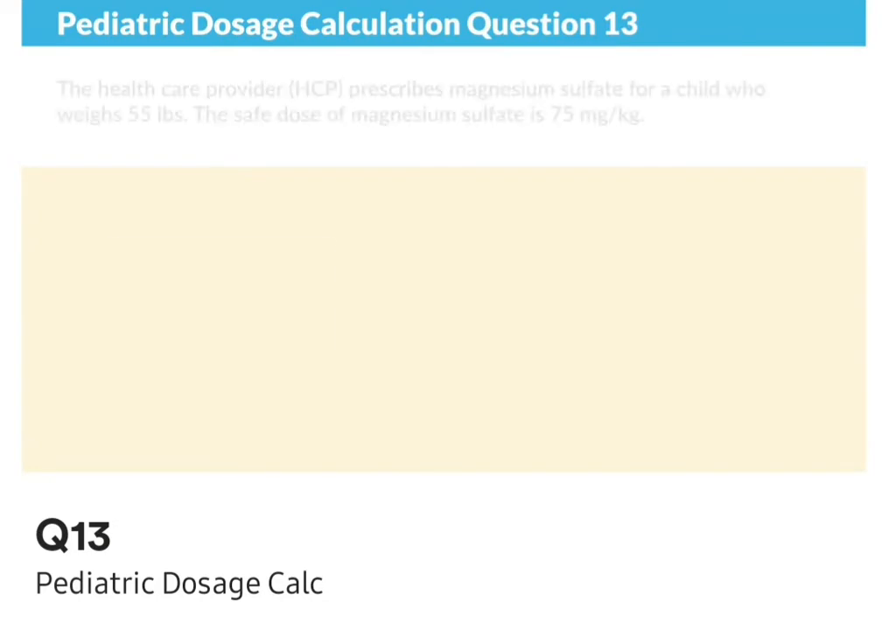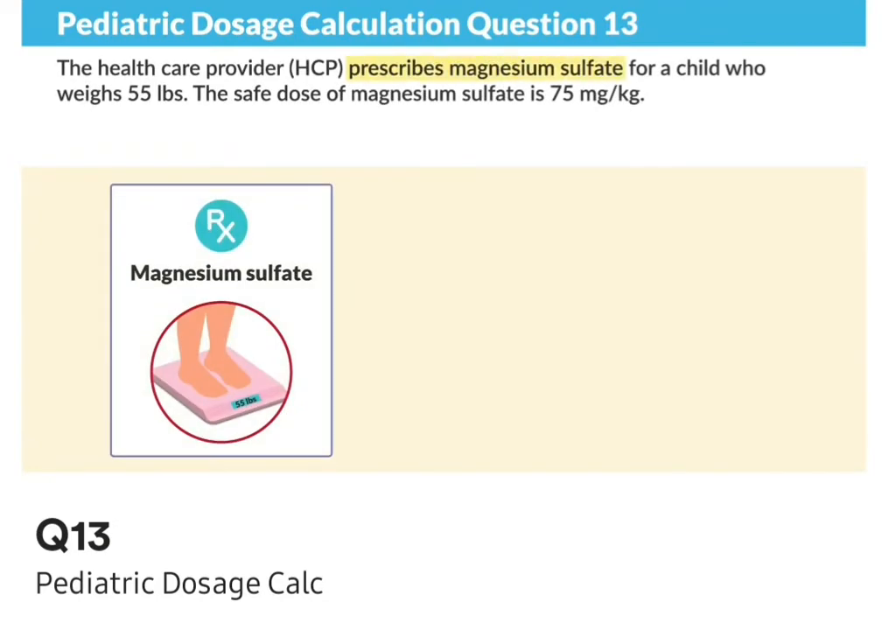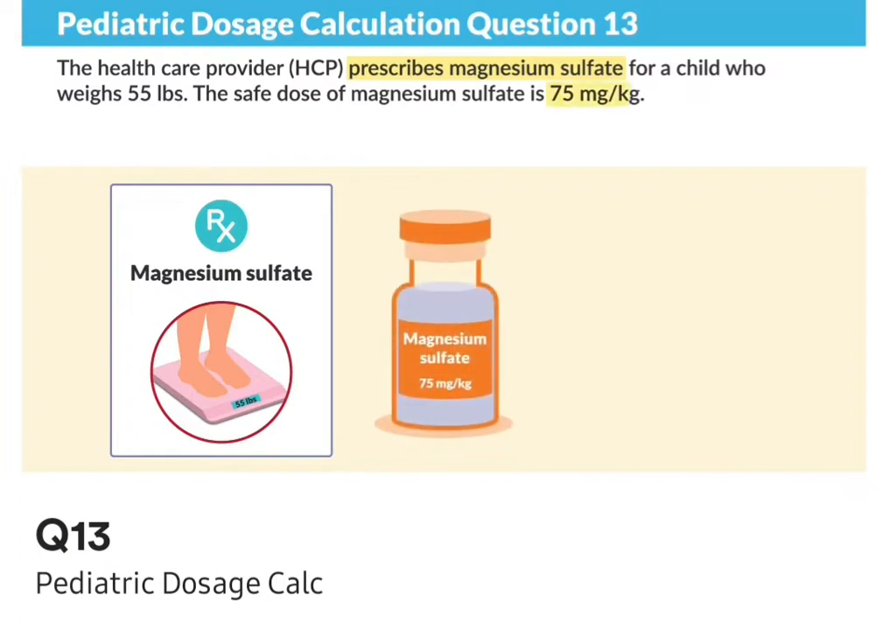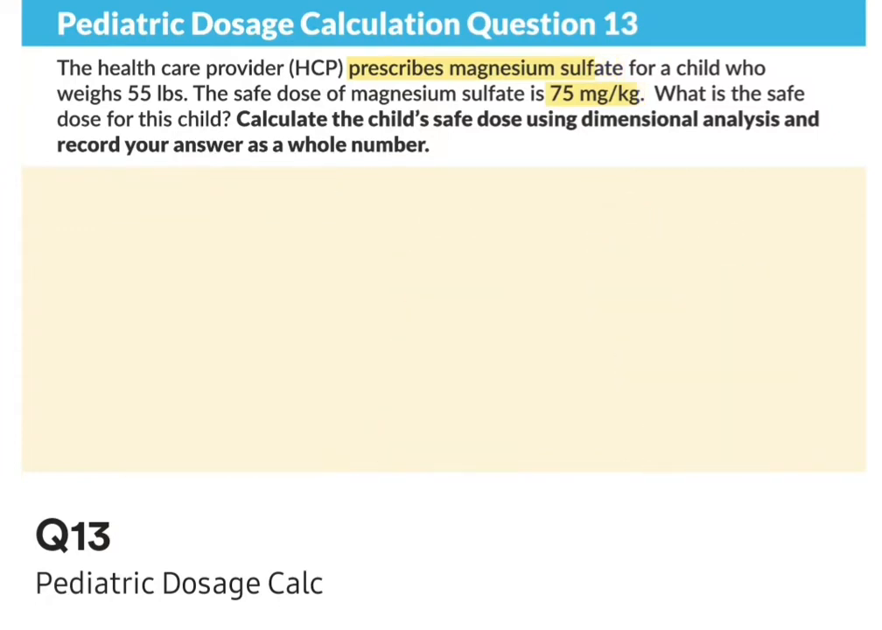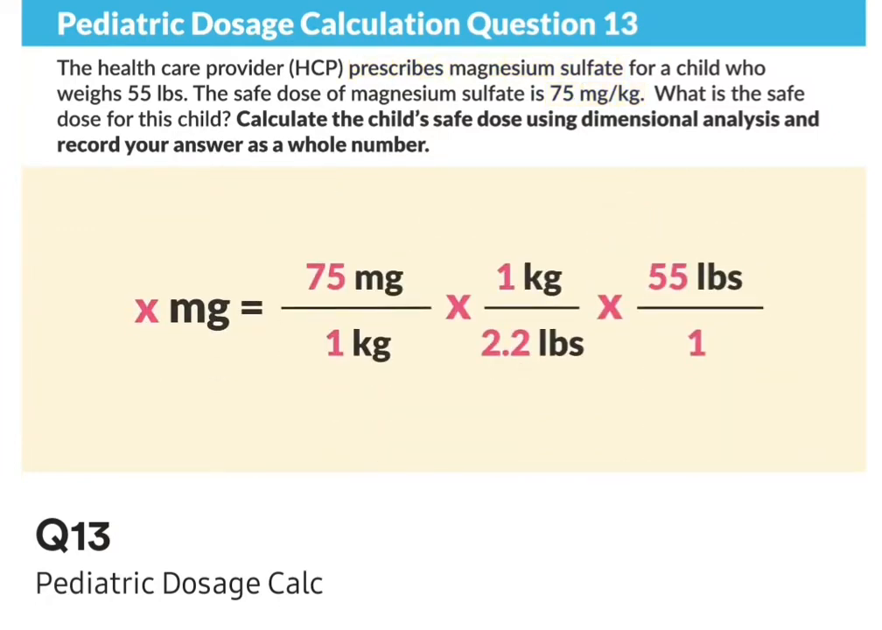Now for question 13, the provider prescribes magnesium sulfate for a child who weighs 55 pounds. Now the safe dose for magnesium sulfate is 75 milligrams per kilogram. What is the safe dose for the child here? So as usual, we're setting up our equation. We're solving for x milligrams. So simply put that first number in, 75 milligrams on top and kilogram on the bottom, because it's milligrams per kilogram, right? Then we're converting those pounds to kilos. So we have 1 kilo on top over 2.2 pounds. And then simply plug in the child's weight, 55 pounds over 1 for 1 dose here.